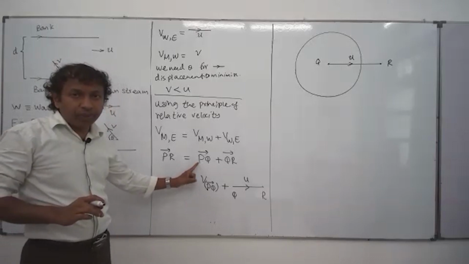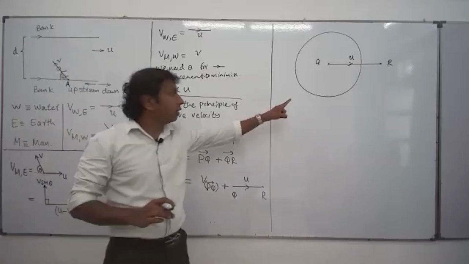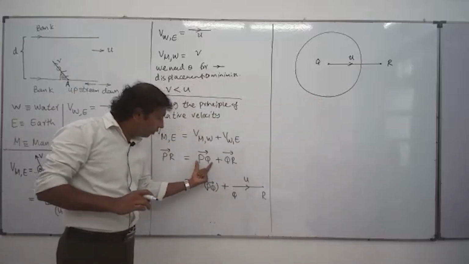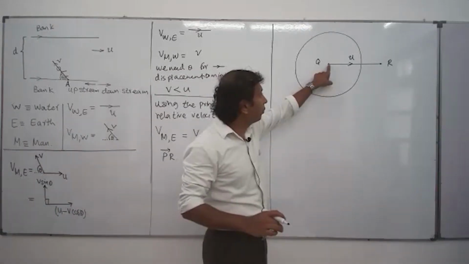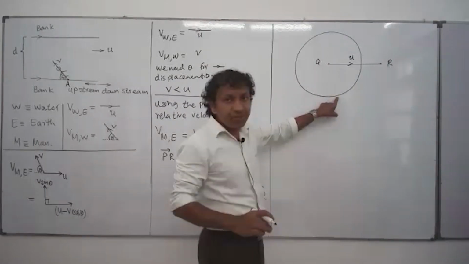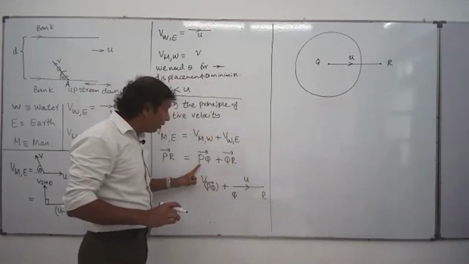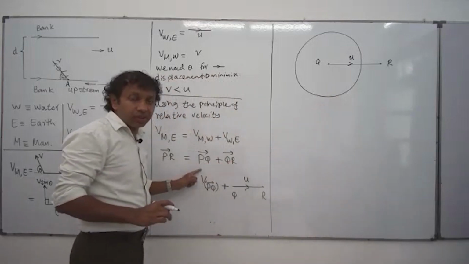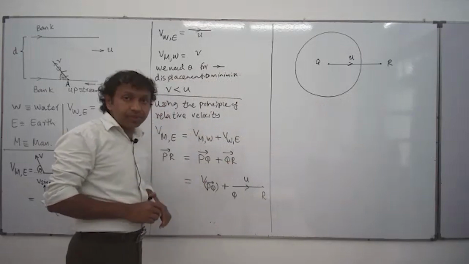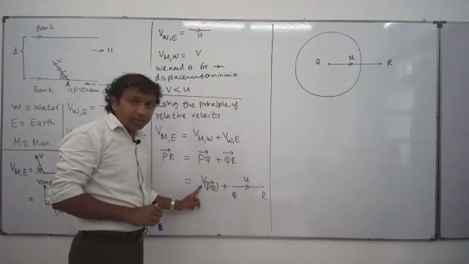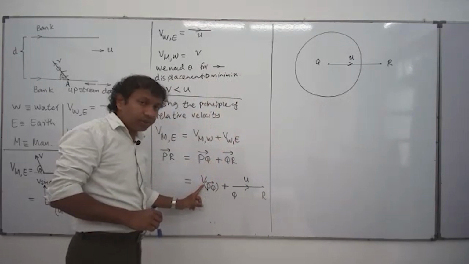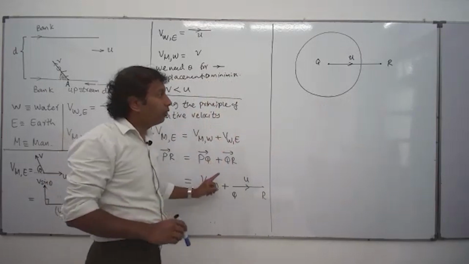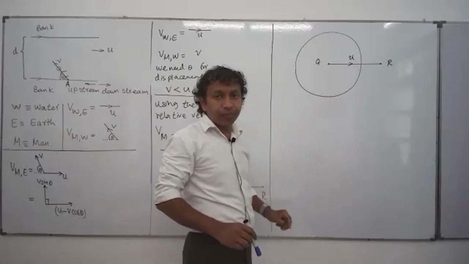Right. Now, point P should be on this circle. Why? This PQ length is V, no? The radius of the circle is V. Then the distance from Q to any point on the circle is V. So therefore, this point P should be on the circle. Why? PQ distance is V. Because PQ vector size means PQ distance, no? The size of the PQ vector is V. That is why we say the point P should be on the circle.